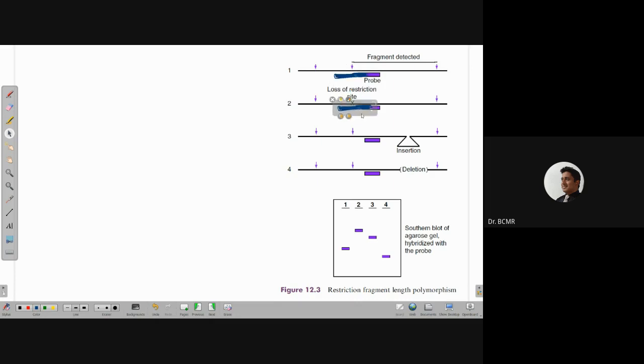Yes, sir. Yes. So let's see. What would you expect in the bands? So here is sample 1, 2, 3, and 4. What bands will you see for sample 1, 2, 3, and 4? We will assume this as 2 kb and this as 4 kb. Insertion, I said, is a 1 kb insertion. Deletion, I said, a 3 kb deletion.